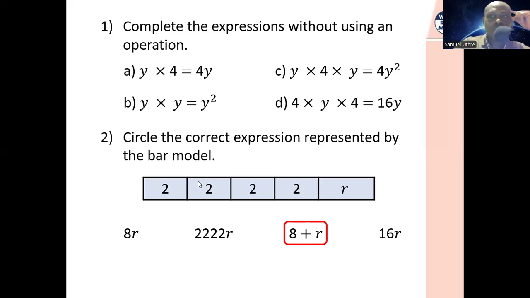And then if you remember from our previous lesson using the bar model, and I'll repeat, it's important, you add in each of the blocks. So if we add each of the blocks, you see that 2 plus 2 plus 2 will give you 8, and then you add in r to it. So we cannot say 8r because that won't be right. We say 8 plus r. So it's important you understand that because we're going to see more of that in this lesson.